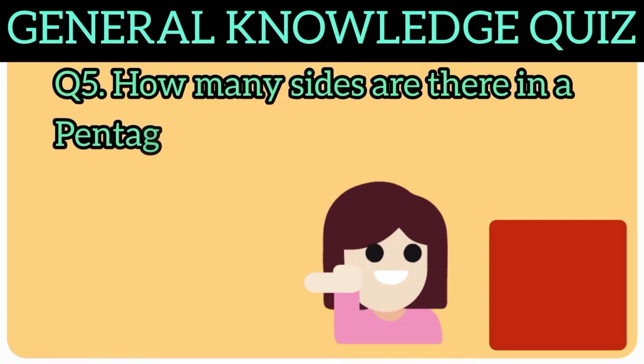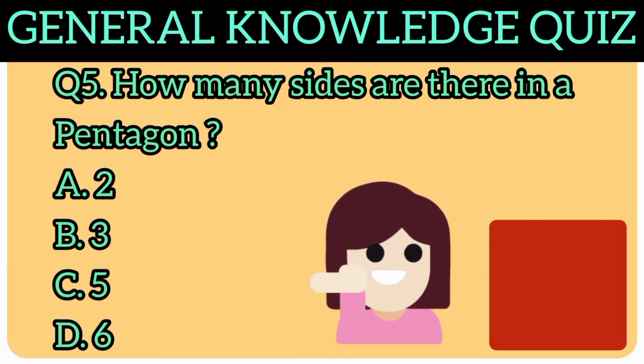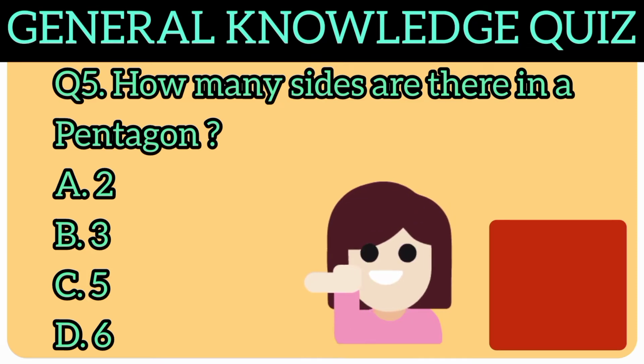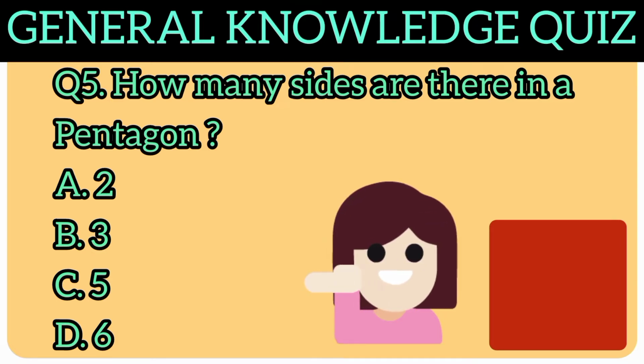Question 5. How many sides are there in a pentagon? Your options are A. 2, B. 3, C. 5, D. 6. Your time starts now.